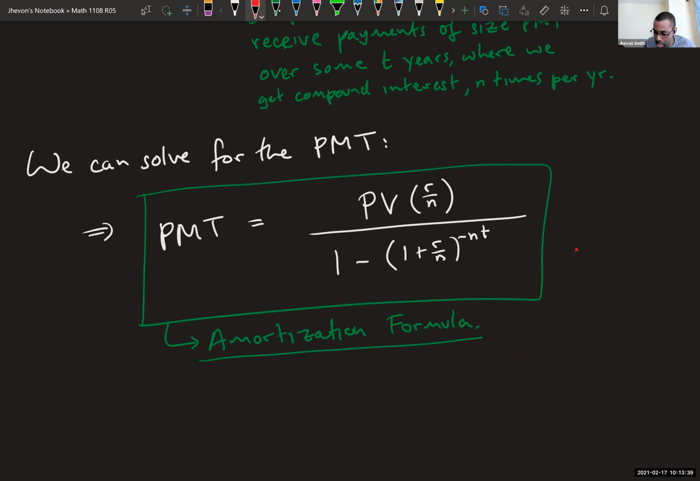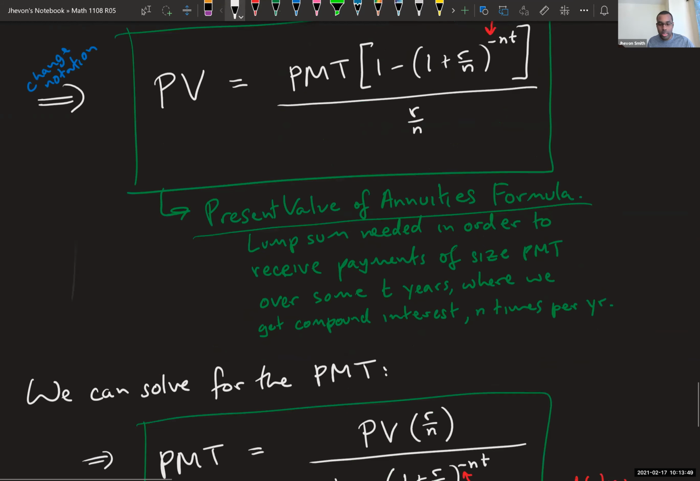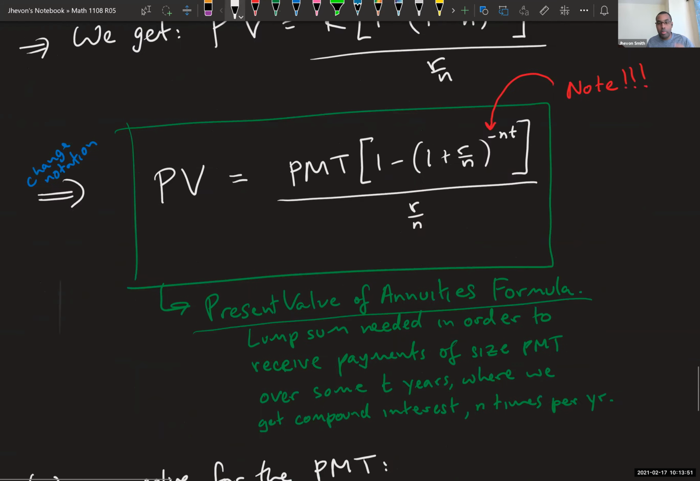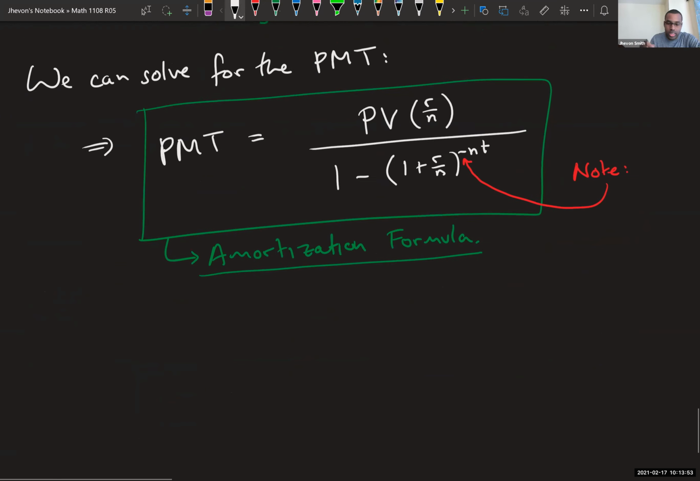I'll mention it here again, note. So don't forget the negative power. You will get in trouble. Okay, so that's one thing I would just mention in terms of the mechanics of working through things in class.